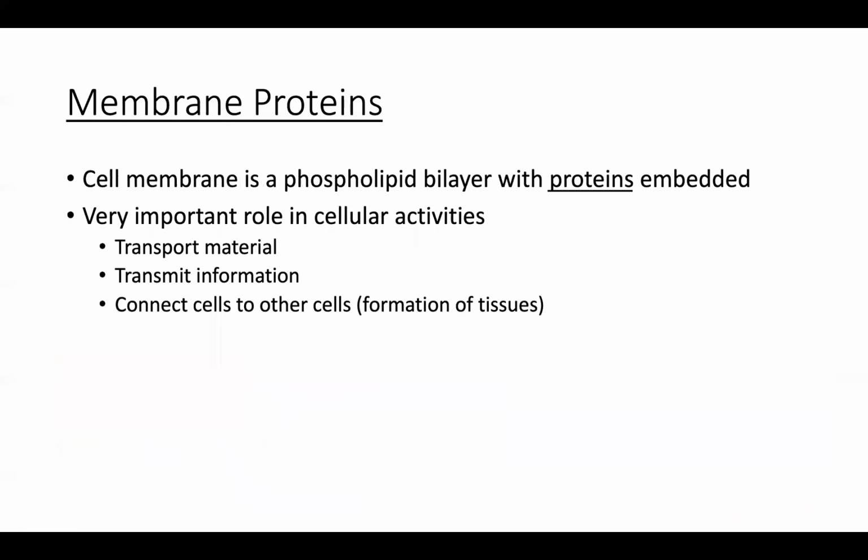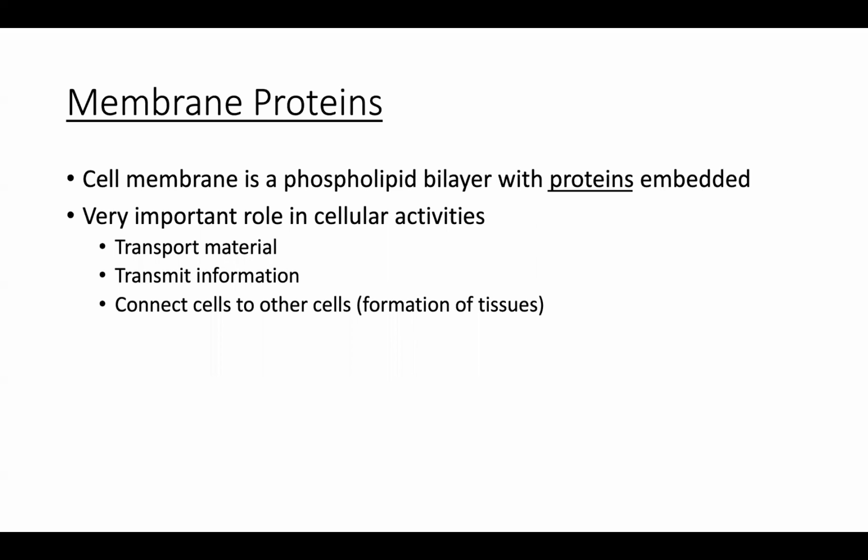I said that the major components of the plasma membrane were lipids and proteins. We're clear about the phospholipid as the specific type of lipid in biological membranes. So let's turn our attention then to the membrane proteins. These proteins that are found in our plasma membrane are also very important. They have some very important roles in cellular activity. So the cell membrane is a phospholipid bilayer, if we're still describing our structure here, with proteins embedded inside this phospholipid bilayer.